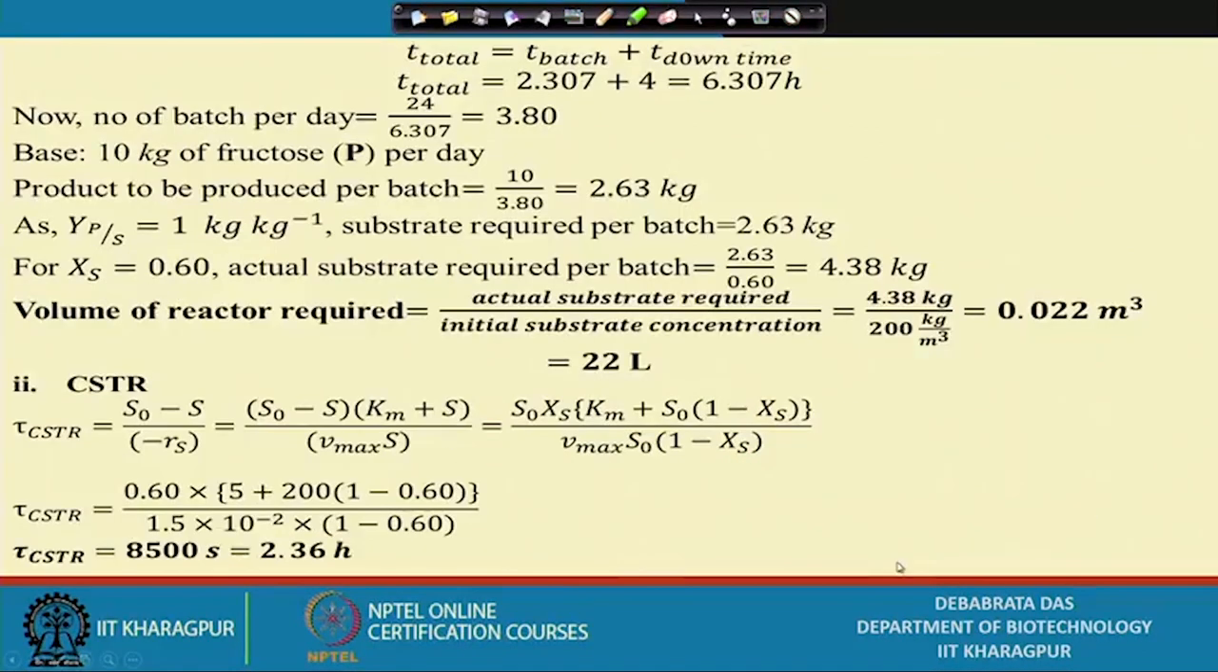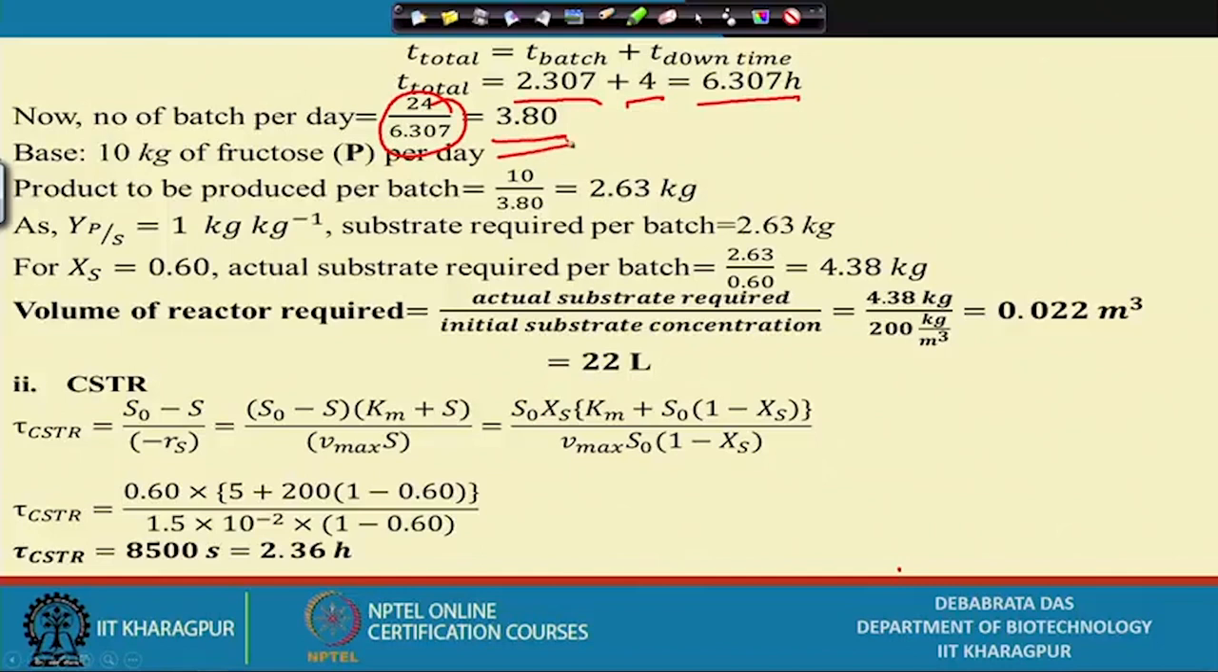And then we can find out the total time. What is the total time? The batch time plus idle time. Idle time is 4 hours, so total is that. Now when we want to calculate the volume of the batch, first we shall have to find out how many batches you have to operate per day.